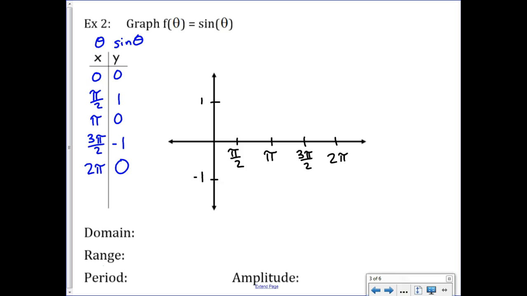So this time, instead of starting up at 1, our sine graph starts at 0, 0. At pi over 2, we have gone up to 1. At pi, we're back to 0. Down to -1. And then we start the cycle over again at 2 pi. So we're at 0, and then the next one would be up at 1. So again, that should tell you that your period for this is also 2 pi.